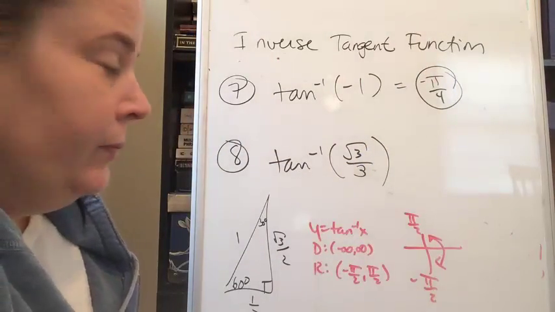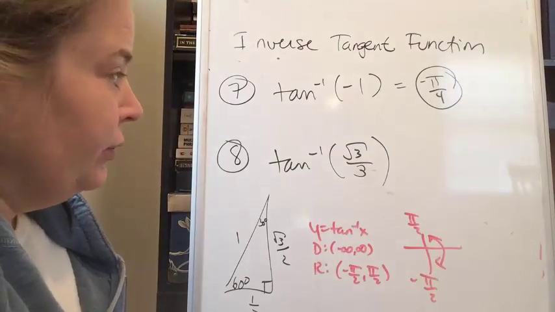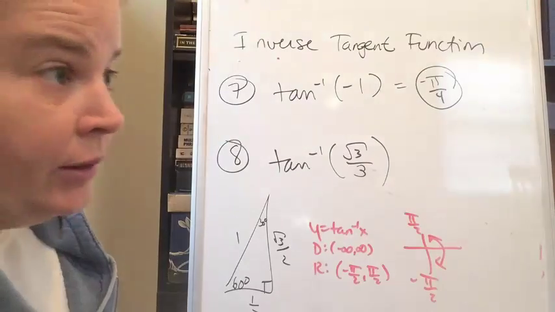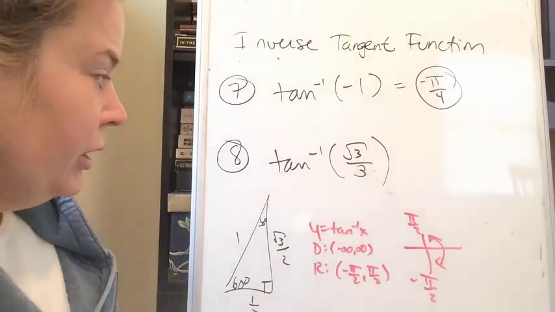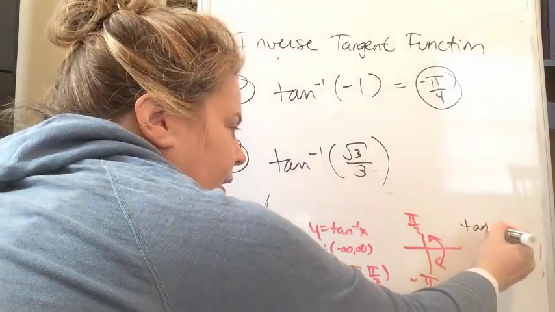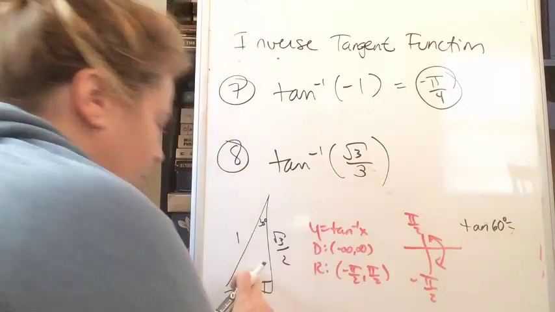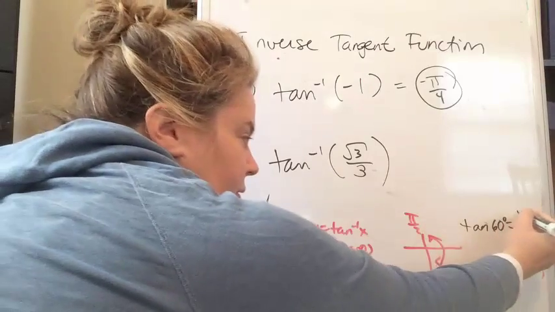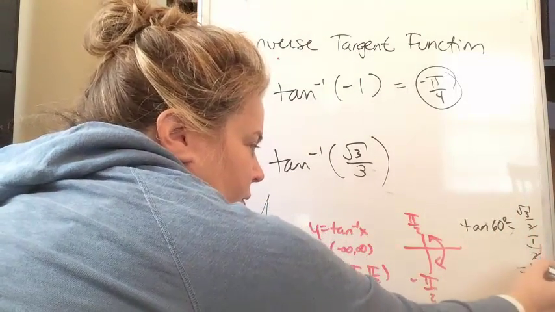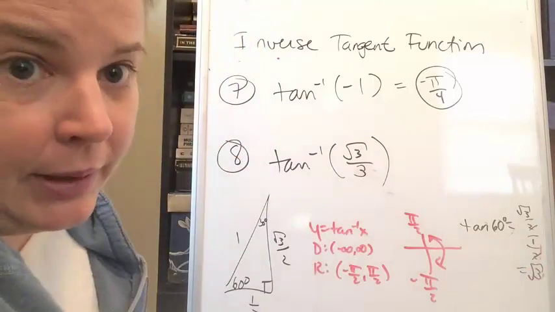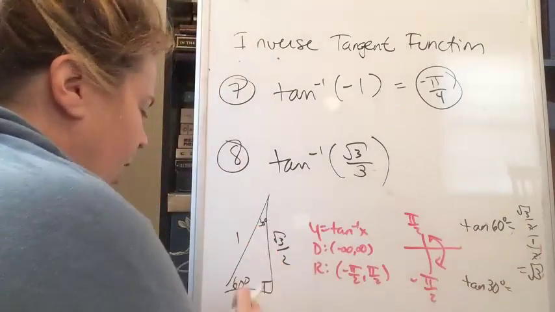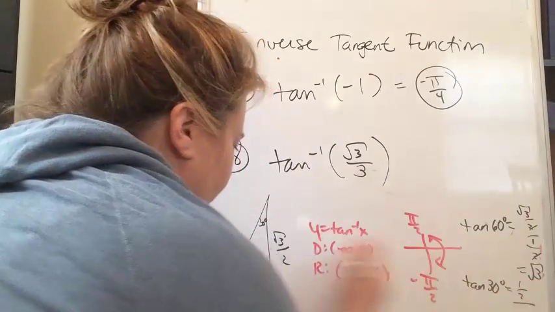What about this one? Inverse tangent square root of 3/3. Okay, I don't have this one memorized, but I know that it's either 30 or 60. So let me just play around with it. So what is tangent of 60? Tangent of 60 is opposite over adjacent, square root of 3/2 over 1/2. So that's square root of 3. So it must be the other one, but let's just verify that. Tangent of 30 is opposite over adjacent.